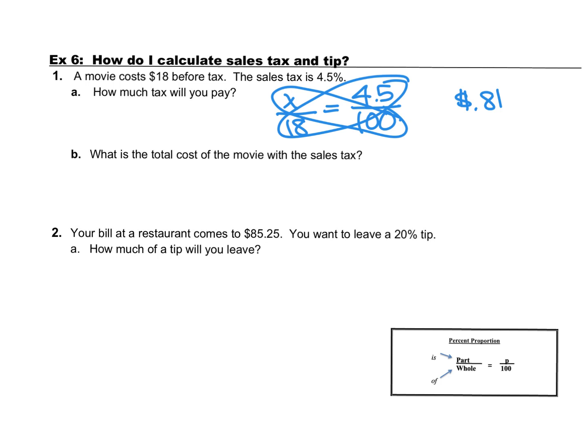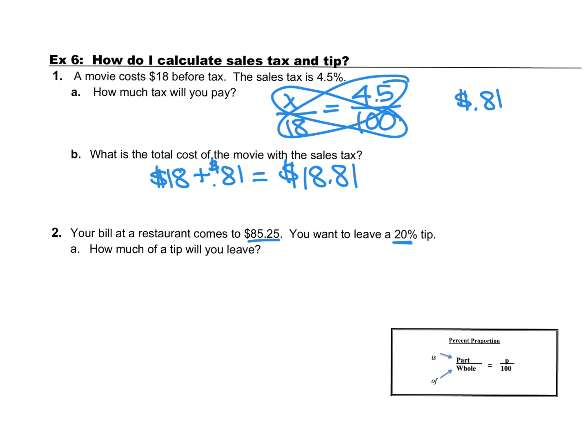So you're going to pay your $18 plus you're going to pay 81 cents in addition to that. So you will end up paying for that movie a total of $18.81. All right, question number 2 says your bill at the restaurant comes to $85.25 and you want to leave a 20% tip. How much of a tip will you leave?